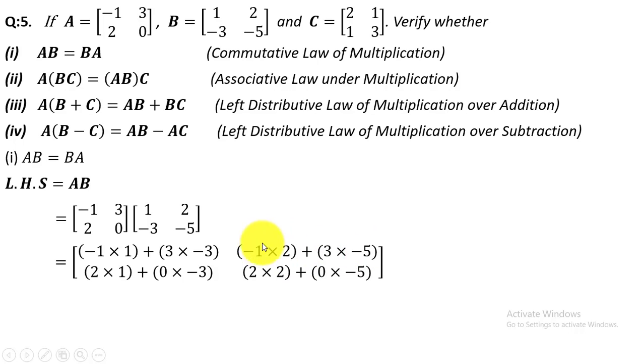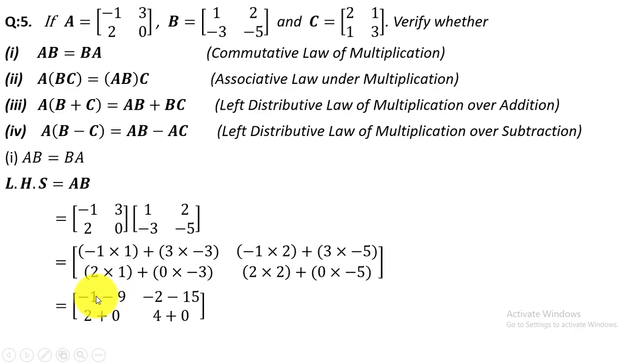Top right entry is obtained by the product of the first row with the second column: negative 1 times 2 plus 3 times negative 5. Bottom left entry is obtained by the product of the second row with the first column: 2 times 1 plus 0 times negative 3. Bottom right entry is obtained by the product of the second row with the second column: 2 times 2 plus 0 times negative 5.